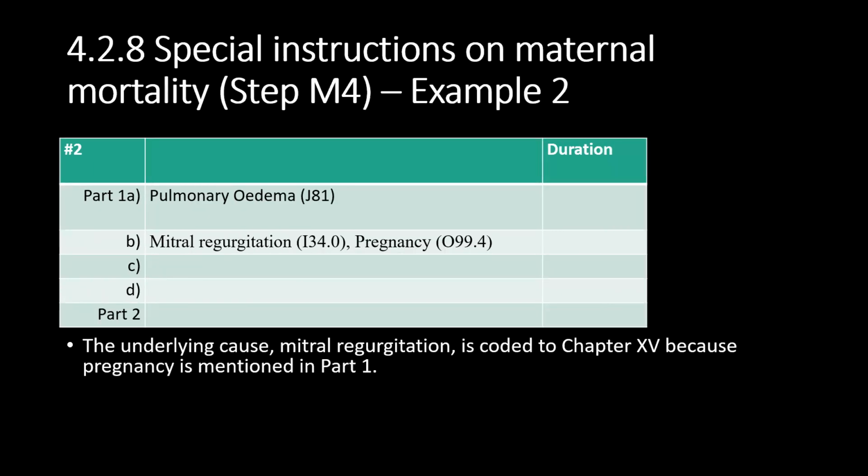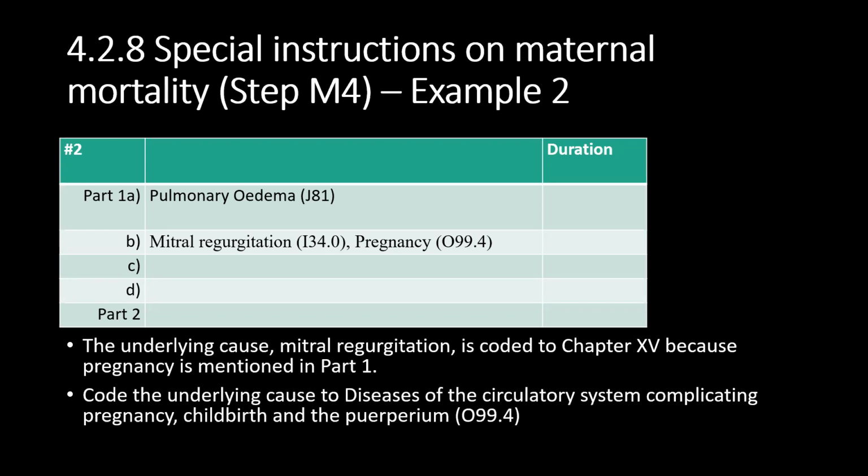The underlying cause mitral regurgitation is coded to Chapter 15 because pregnancy is mentioned in Part 1. Code the underlying cause to diseases of the circulatory system complicating pregnancy, childbirth, and the puerperium, O99.4. And if you are doing multiple cause coding, also add the code for mitral regurgitation, I34.0. As you can see, this is an indirect obstetric death because a pre-existing cardiovascular condition causes the death.